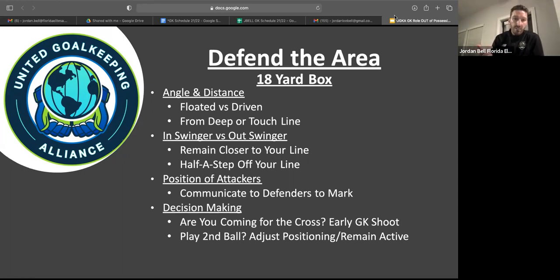So again, some things to think about before the ball comes into the box. Where's it getting kicked from? Is it coming in with speed or is it floated? Is it a left footer or a right footer putting the ball into the box? And then, is there any attackers in the box? So you have to be thinking about this all before you make your decision to either come for the cross to catch it or punch it, or stay on your goal line and play the second ball.